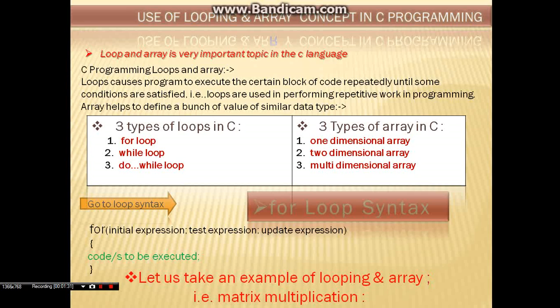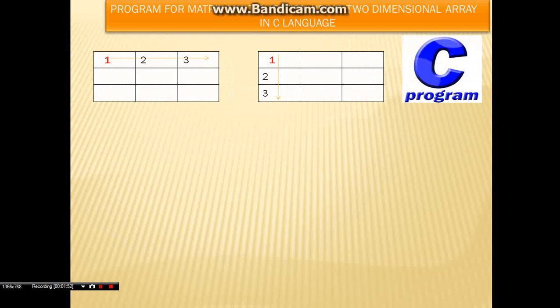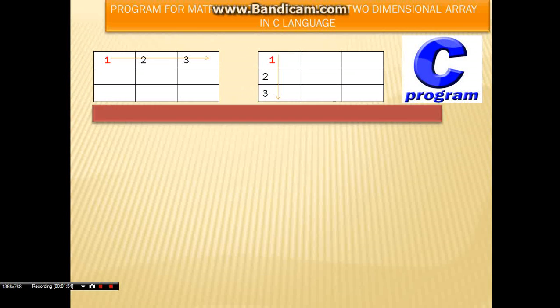Now we take an example of loops in which an array is used, that is matrix multiplication. Program for matrix multiplication using a two-dimensional array in C language, which also uses loop situations. In this C program we take two matrices, here let's say 3 by 3, and start an algorithm for matrix multiplication.